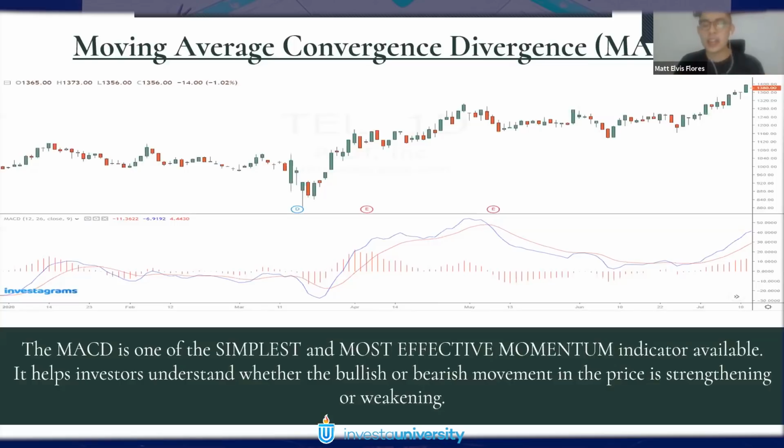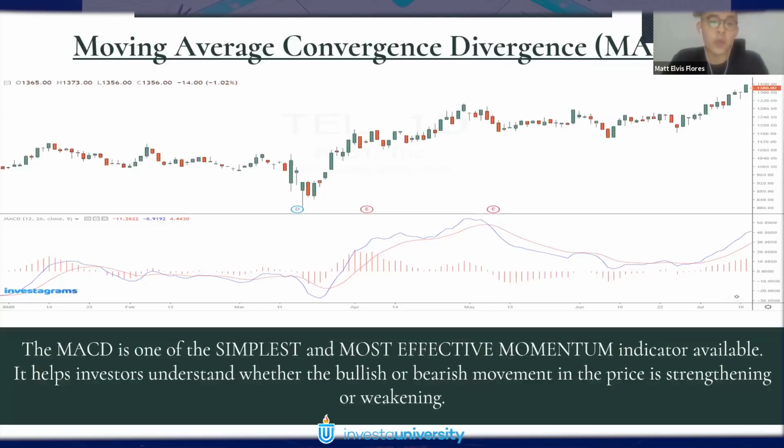So, basically, ano ba talaga yung MACD? Ano ba talaga yung purpose ng MACD? How we can use it as a trading tool? Or how we can take advantage of MACD as a trading tool and take advantage yung mga price movement na ginagamit natin. So first, let's define ano ba yung MACD.